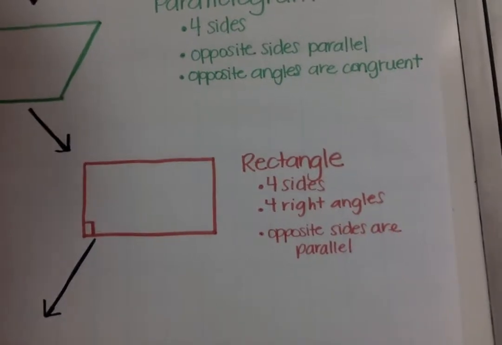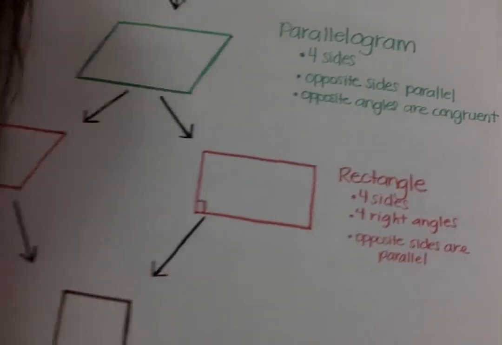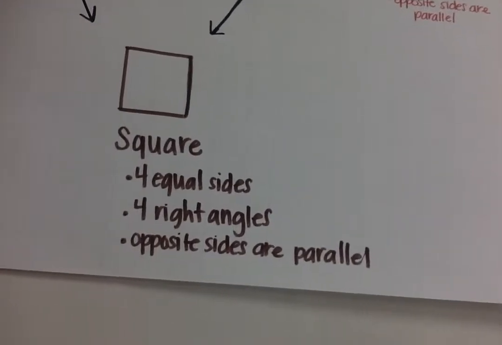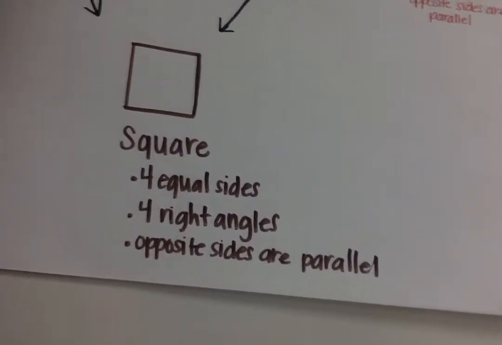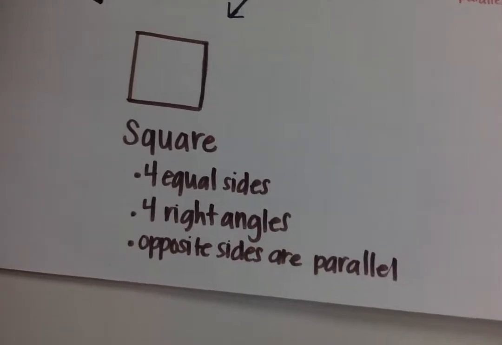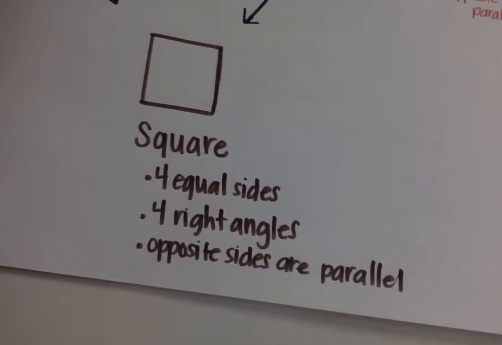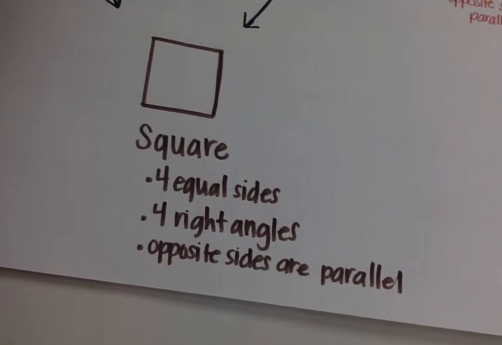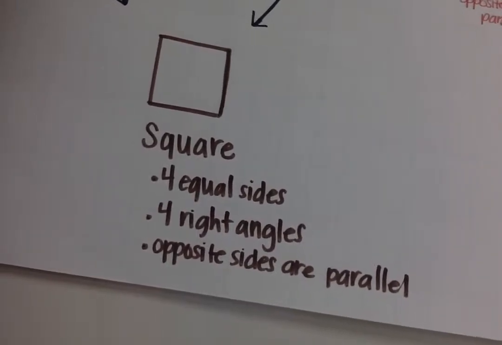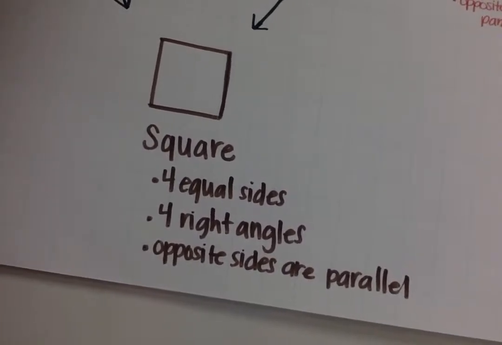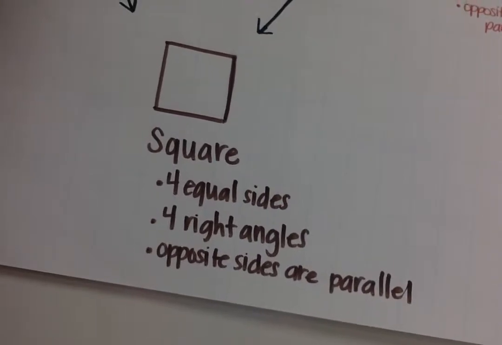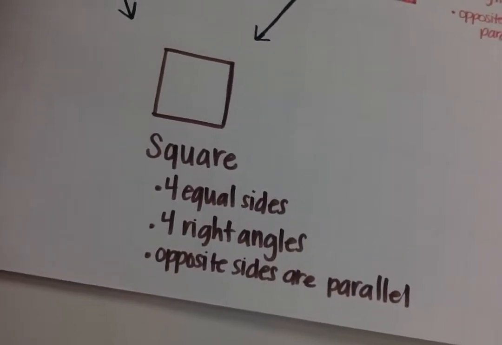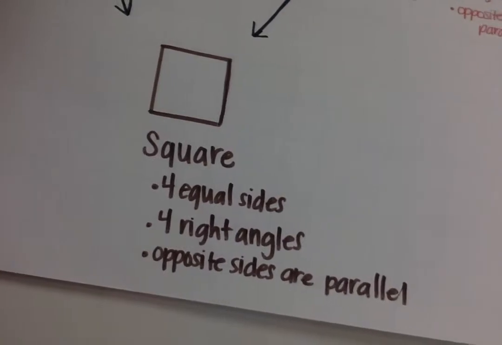Last but not least, on our quadrilateral hierarchy, we have a shape that is called a square. A square has four equal sides. That means that all of those sides are equal. It has four right angles, so it has four 90-degree angles inside of it. And opposite sides are parallel, so again, those top and bottom sides are going to run on and on forever and ever and never touch. And the two sides are going to run on and on, up and down, forever and ever and never ever touch.